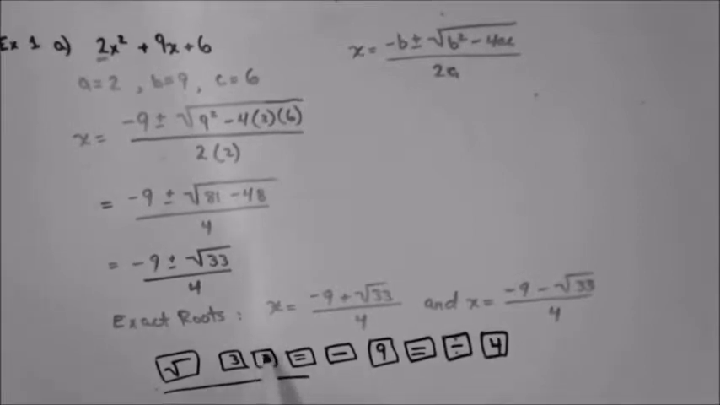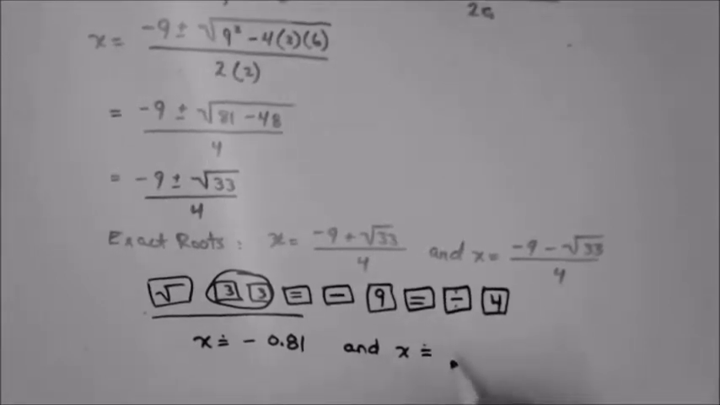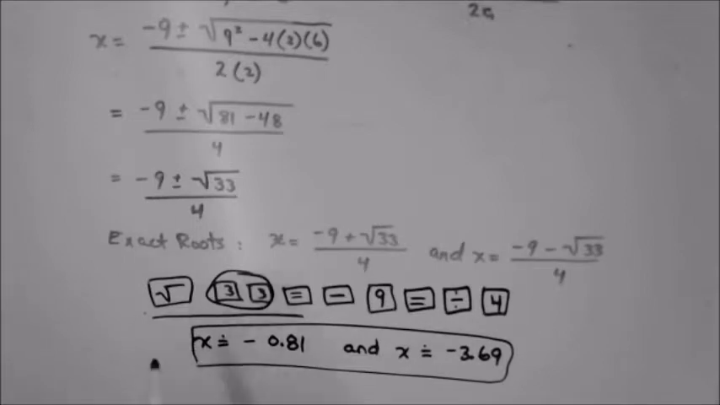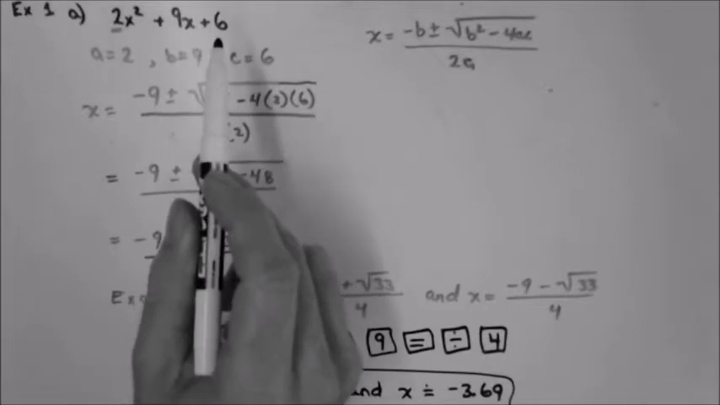Some calculators, you need to input the 33 before hitting the square root, and it will do 33, then take the square root of that. That will work as well, and you won't need to hit that equal sign. But if you did that, you would find out that x is approximately negative 0.81, and x is approximately negative 3.69. And those are your two real roots to the quadratic equation 2x squared plus 9x plus 6 using the quadratic formula.